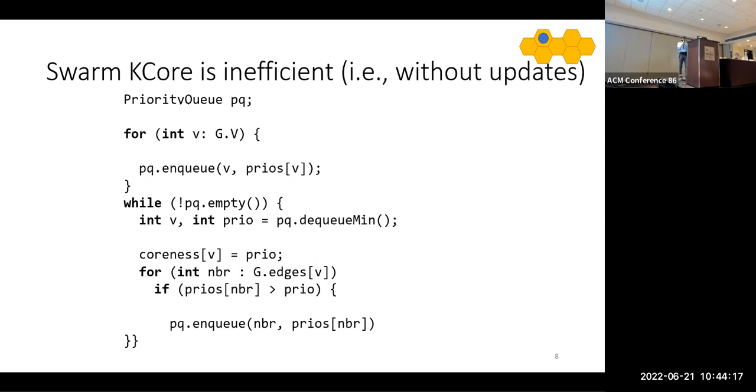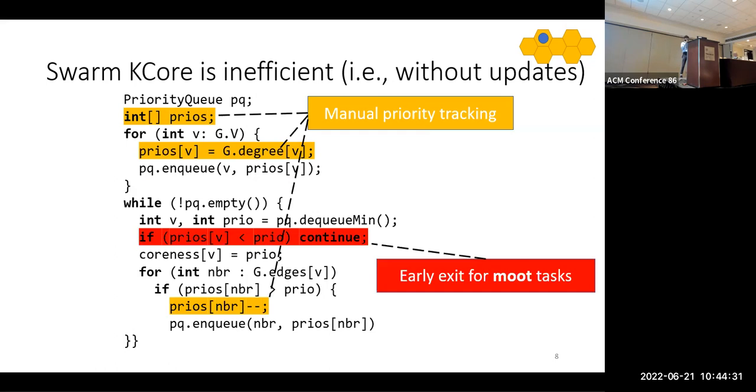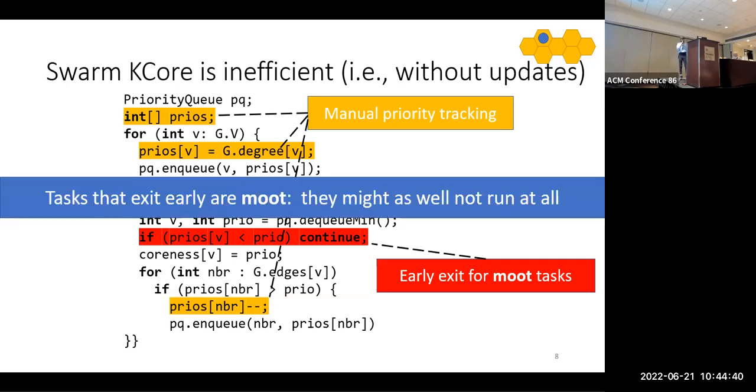To implement K-Core with only an enqueue operation, we need to add two features to the algorithm. First, we need to add an array manually tracking the priority of every object in our queue, in this case, the vertices of our graph. Second, we need to add an early exit condition. Because we are enqueuing vertices instead of updating them whenever a priority changes, some of our dequeues will be out of date and should be skipped. These early exiting iterations do nothing, and they might as well not have run at all, so we call them moot. Supporting priority updates will allow us to avoid executing these early exiting moot tasks.